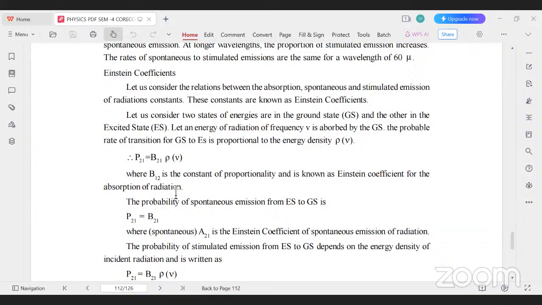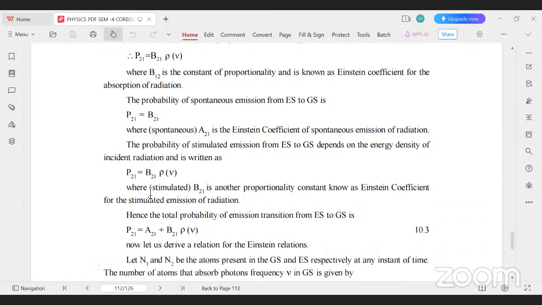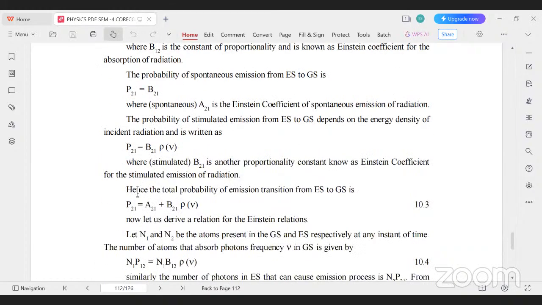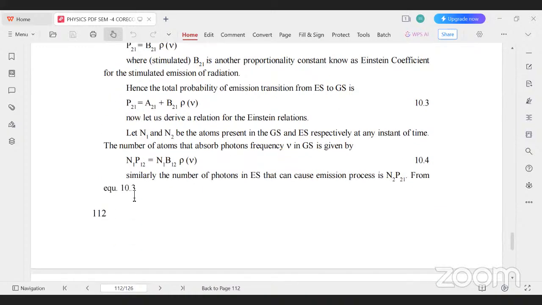The probability of stimulated emission from the excited state to the ground state depends on the energy density of the incident radiation and is written as P21 equals B21 rho of V, where B21 is another probability constant known as the Einstein coefficient for stimulated emission of radiation. So here we are calculating through the absorption of radiation, going from the ground state to the excited state and vice versa, considering both sides.